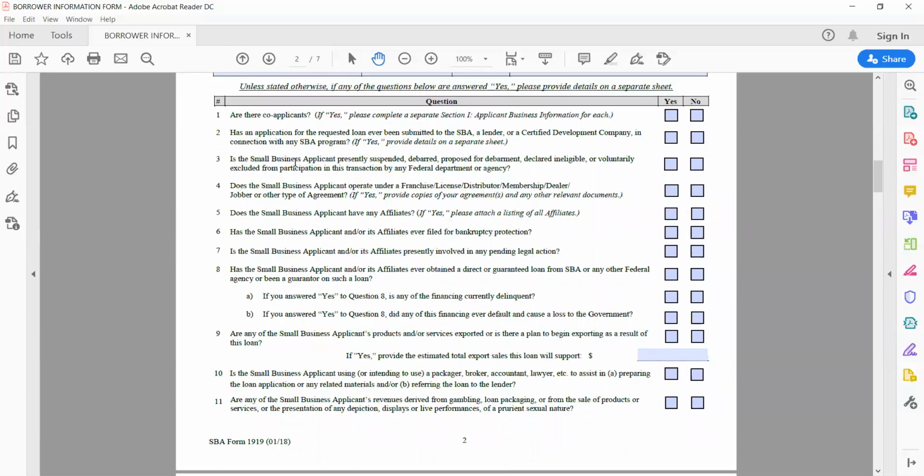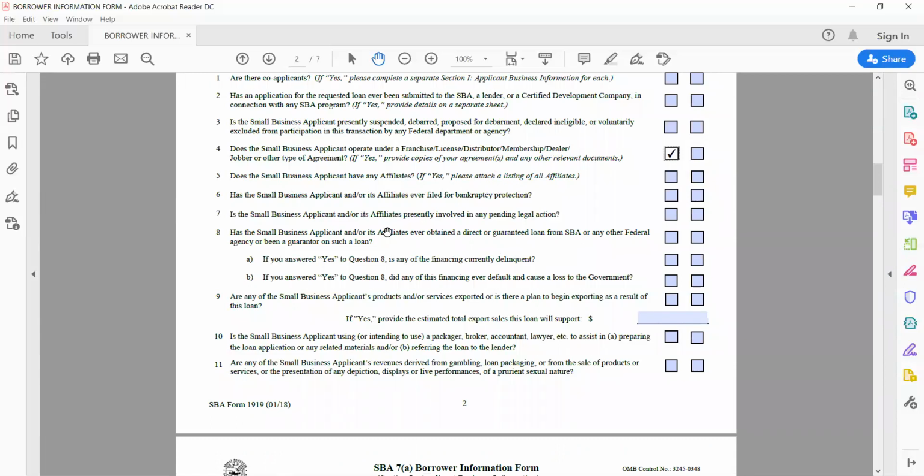Some ones to pay close attention to. This section 4 here is about franchises. If you operate under a franchise agreement, you're going to want to click yes, and then provide the relevant documentation for the franchise.